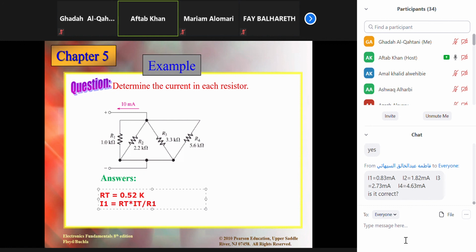All right, girls, clear to everyone? Yeah, let's see. Then you are calculating I1. You can check how you are calculating it.